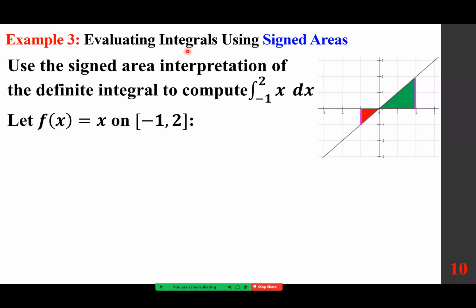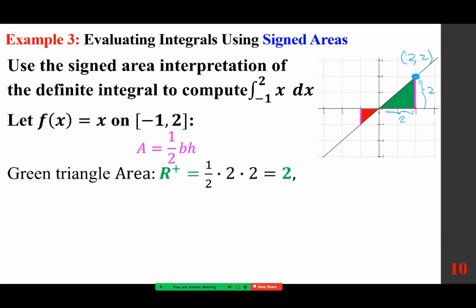That's why we called it evaluating integrals using signed areas, and that is extremely important, okay? So with that being the case, we calculate the area of this one, we calculate the area of this one, the smaller triangle, their difference is the answer. So of course, A is 1/2 base times the height. This point has coordinates 2, 2. That means this is 2, this is 2. So 1/2 of 2 times 2 is the area of the green part.